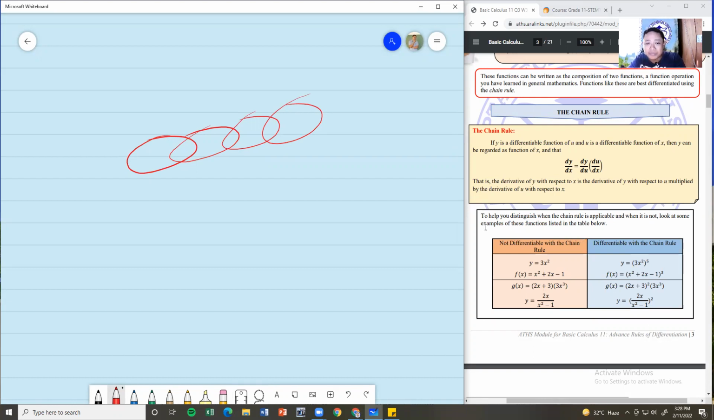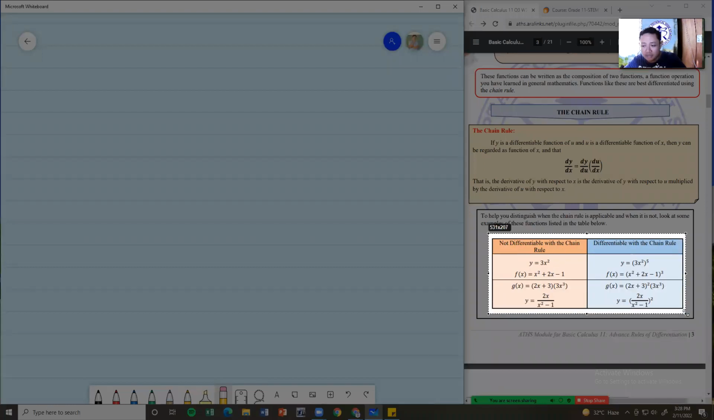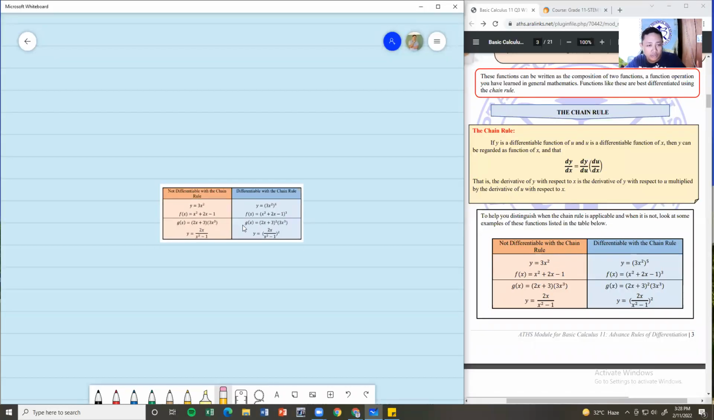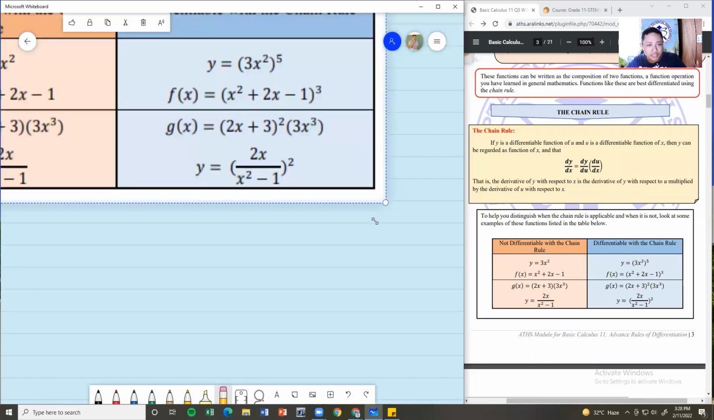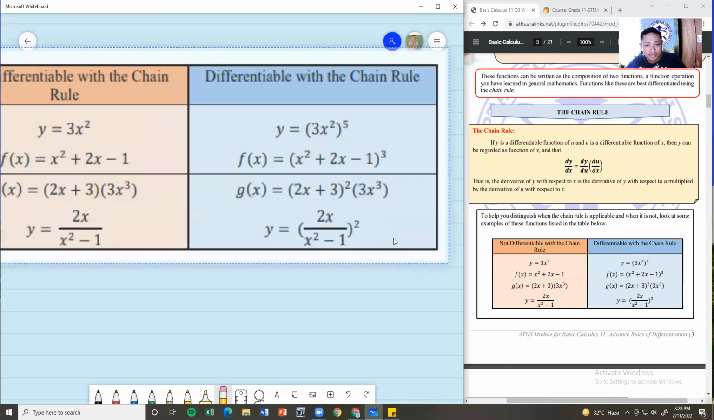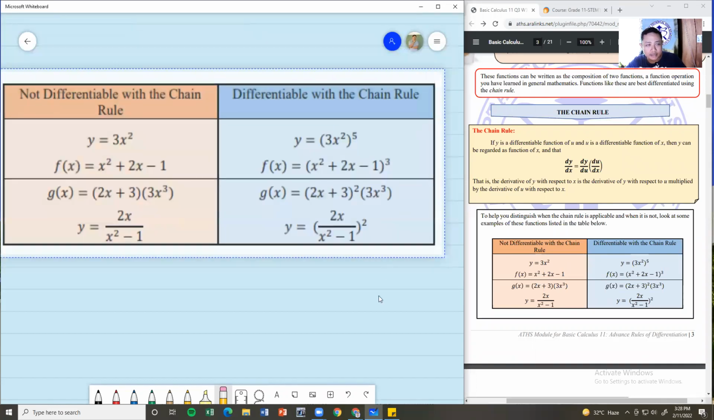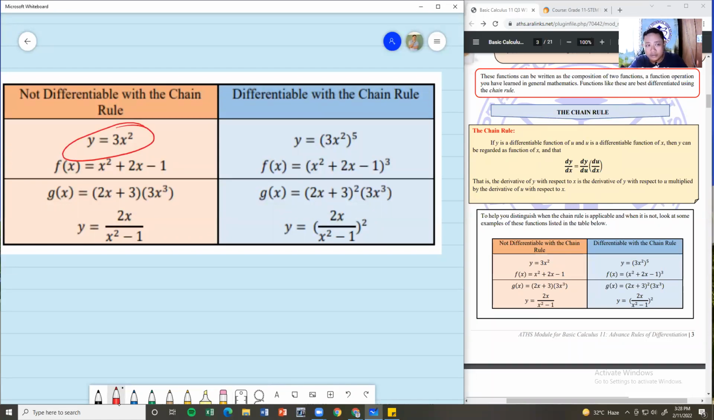Okay? So let's just differentiate the functions that are differentiable using chain rule and those that are not. Let's focus on these examples. These were similar to the examples we had last week with the basics. Okay, here, this is the constant multiple rule. You know this already. And what's the process here? You just multiply 2 by the constant or the coefficient 3. So this becomes 6x. Tama? Just a review.